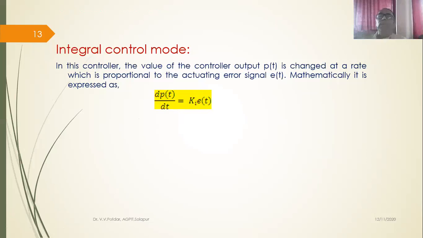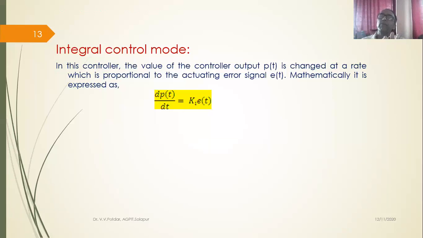Integration is bringing together. So in simple words, what does it do? The proportional controller was sensing the actual error at that moment, and accordingly it was generating the control signal. Now, the integral controller reads the error for some duration of time. 10 seconds prior to this moment, 20 seconds back, 30 seconds back.